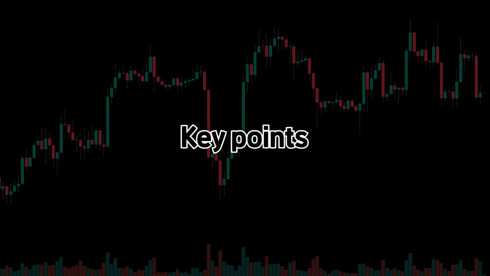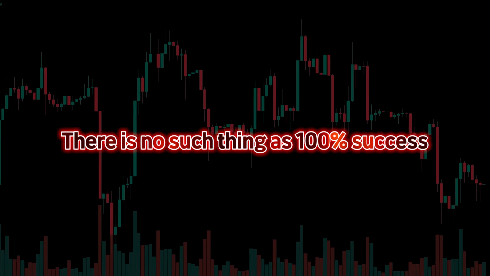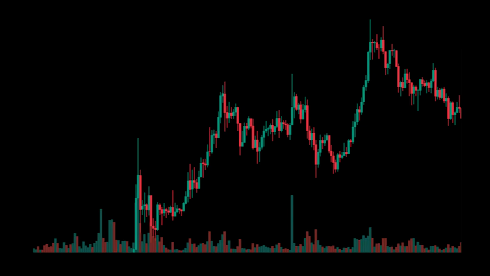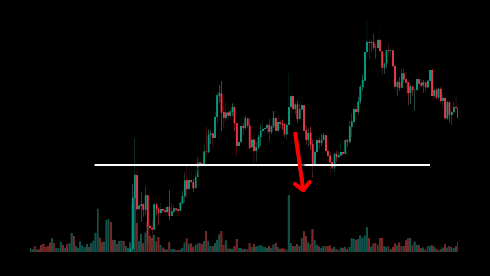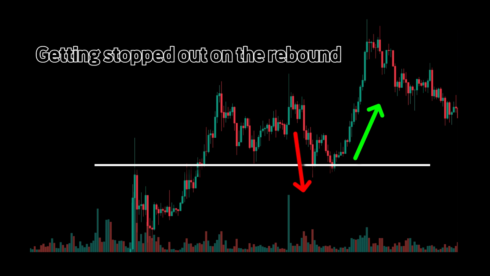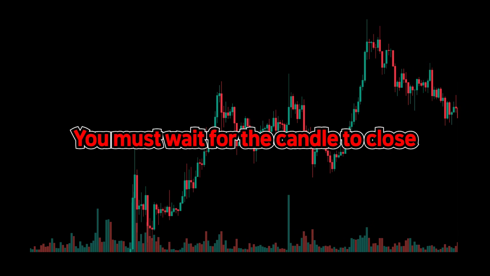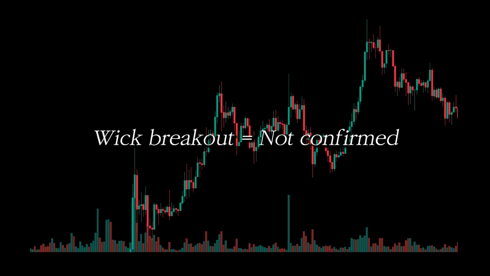One more thing before we wrap up. These patterns don't always work. There are two failure scenarios you need to know. The first is a false breakdown. Price breaks the neckline briefly, then reverses back above it. If you entered on the break without waiting for the candle to close, you get caught in that reversal. Always wait for the candle to close before you act. A wick through the neckline is not a confirmed break.